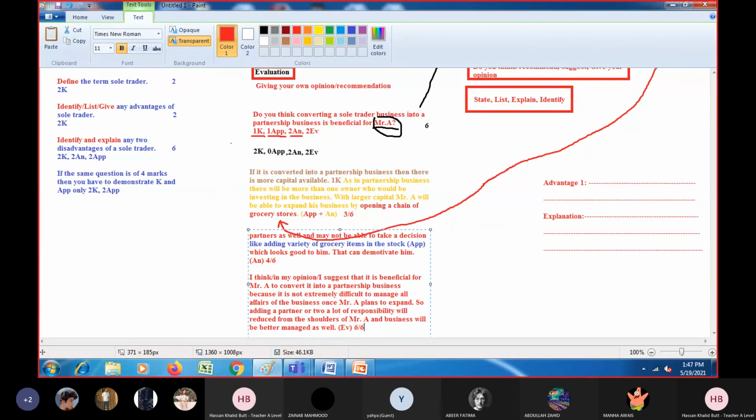But that disadvantage should not be discussed earlier. A new disadvantage that could support your recommendation, and that argument, that justification, should be developed as I mentioned it. If it is not developed, there will be a problem. So this is how you will be able to gain 6 out of 6.